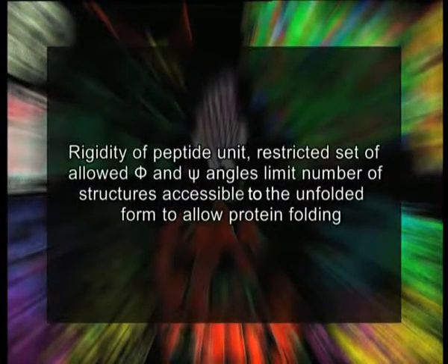Steric exclusion, the fact that two atoms cannot be in the same place at the same time, can be a powerful organizing principle. The rigidity of the peptide unit and the restricted set of allowed phi and psi angles limit the number of structures accessible to the unfolded form, sufficiently allowing protein folding to occur.